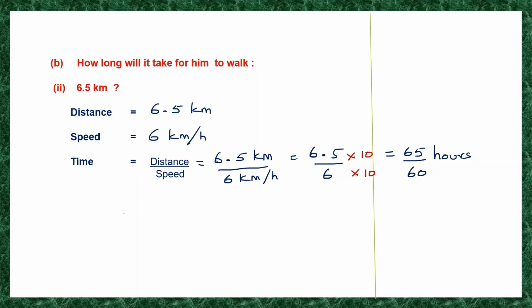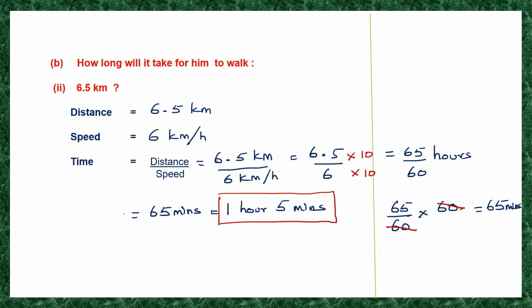Now if we have to convert this to minutes, we have to multiply this by 60. So 65 by 60 into 60. Why into 60? Because 60 minutes make 1 hour. Now I can cancel this 60 and this 60. So what I have now is 65 minutes. 65 minutes is 1 hour and 5 minutes. So it takes 1 hour and 5 minutes for him to walk 6.5 kilometers.